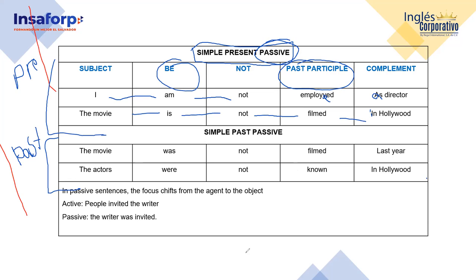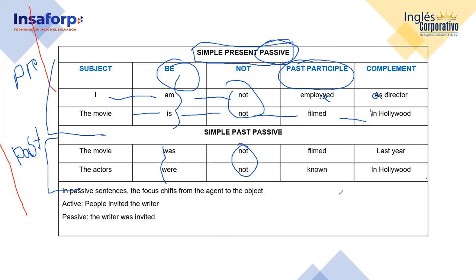¿A dónde noto que one is in present and the other one is in past? The verb, the verb to be. Because to be here, I'm going to say I am, the movie is, they are. But in past, I'm going to have was, wasn't, were. And they can be positive or negatives, both.